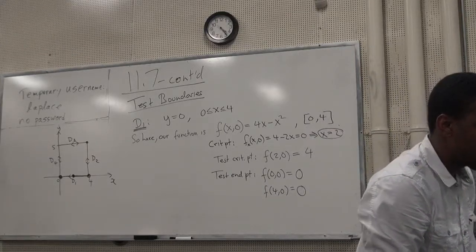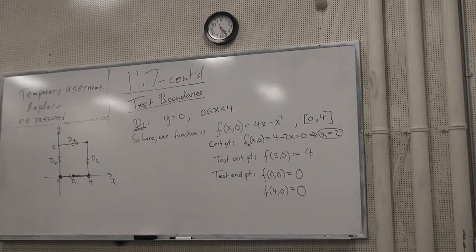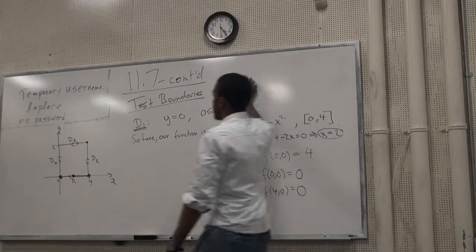This is a pretty easy function. On the region y equals x squared. Why did it take it so easy on me?